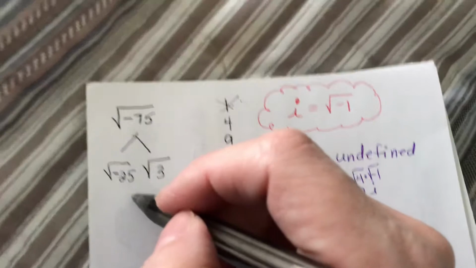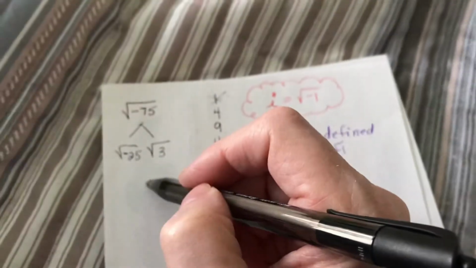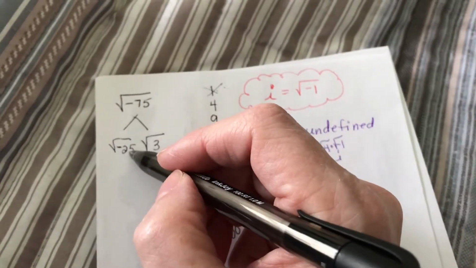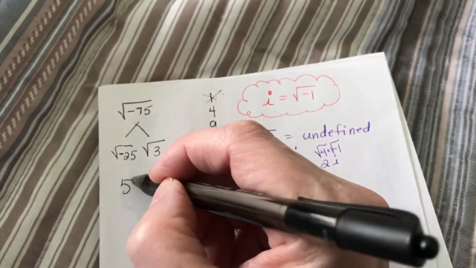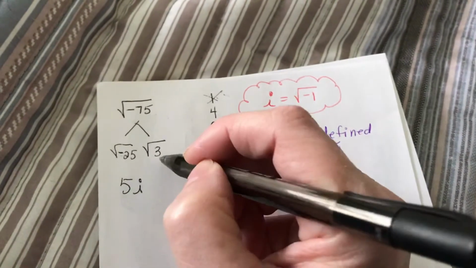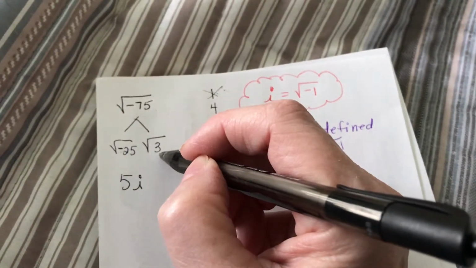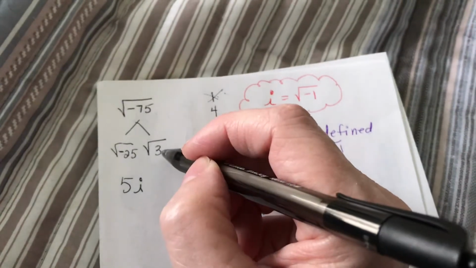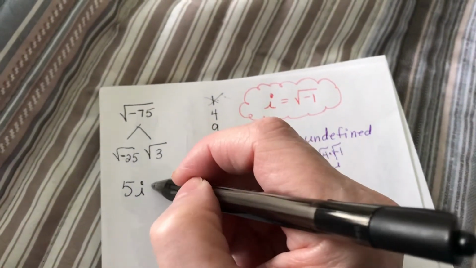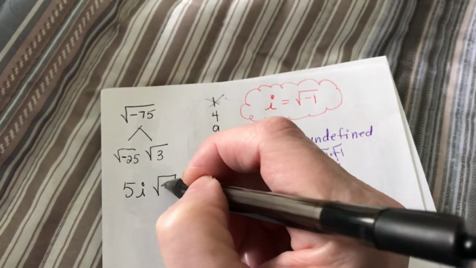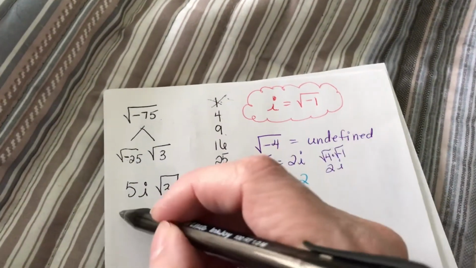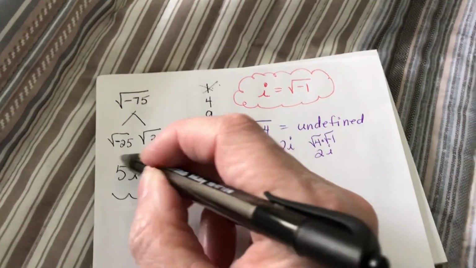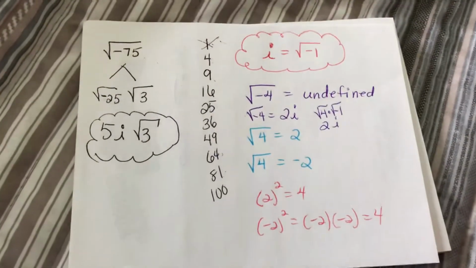The square root of 25 is 5. I hope this is recording okay. Well, the square root of 25 is 5. Because it's a negative 25, that's going to be a 5i. 3 is not a perfect square, and I can't pull any factors out of 3 because it's a prime number. So I'm just going to leave that as the square root of 3. So my answer is 5i times the square root of 3.